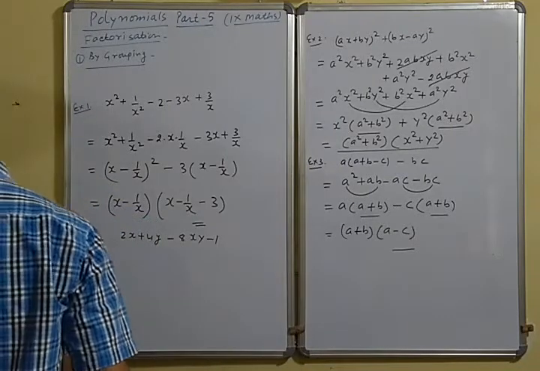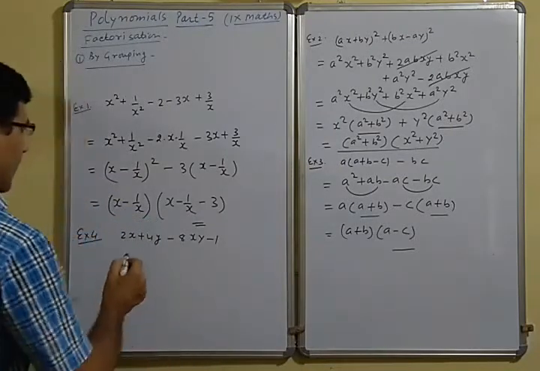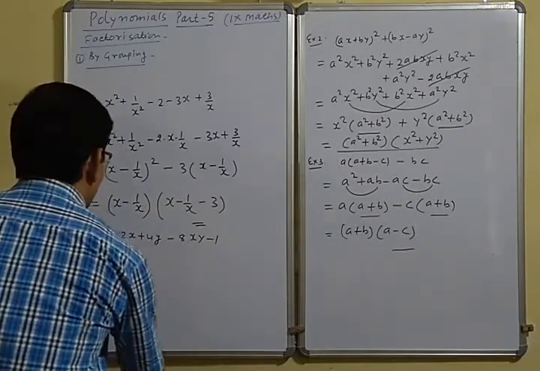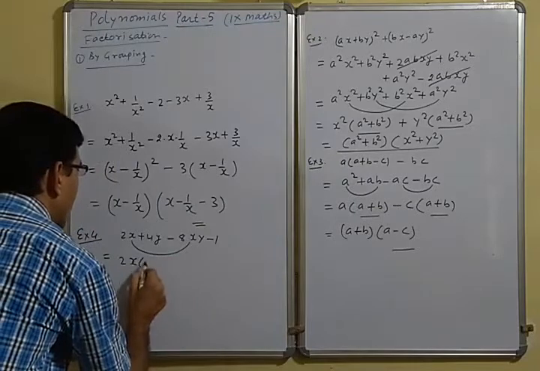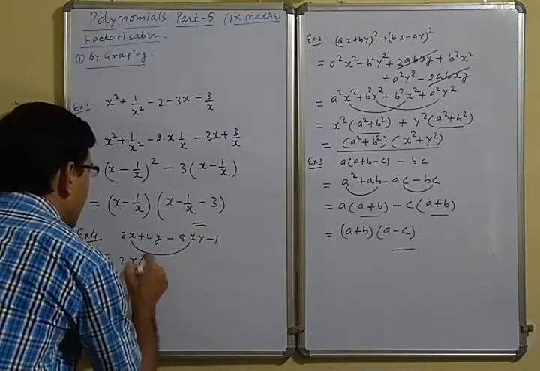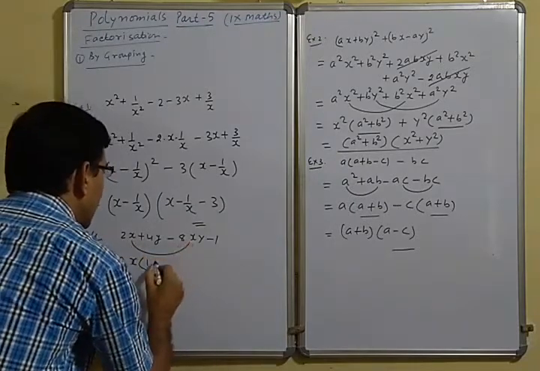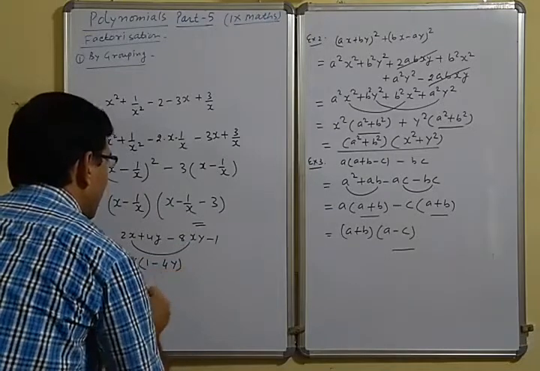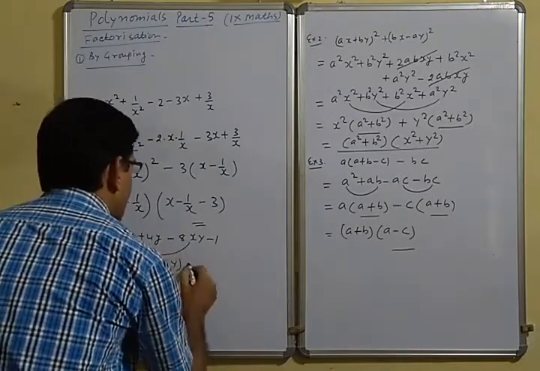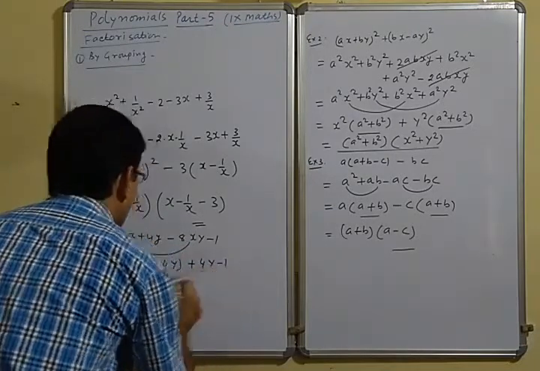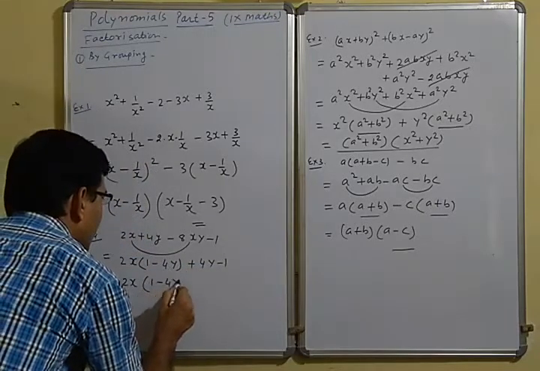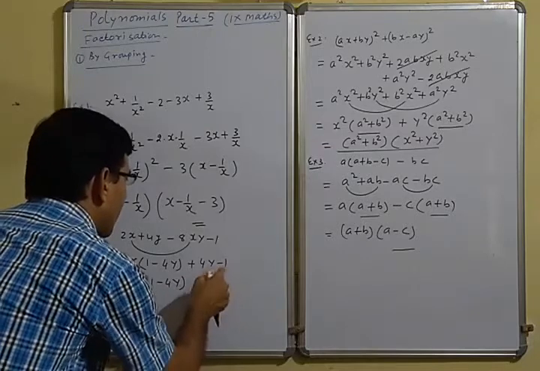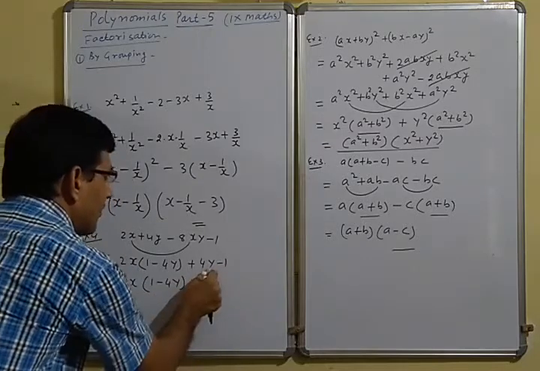Now let us see the factorization. Here x and y are present, so we will make groups. 2x is common here in the bracket; what will you get? 1 and 2x common, so that is 1 minus 4y. And here this is plus 4y minus 1. So we can write it as 2x in bracket 1 minus 4y, and here this is 4y minus 1.